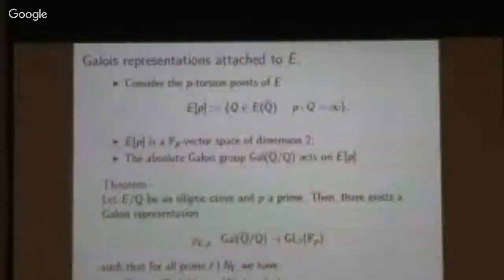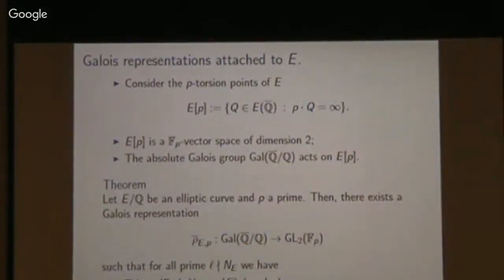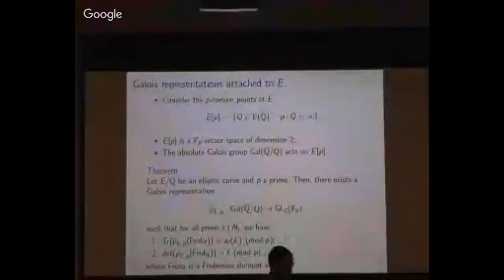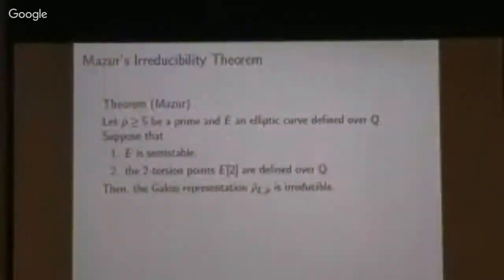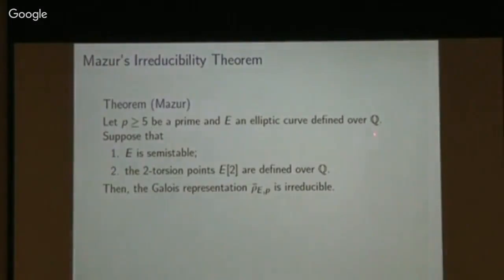Okay, so the first big theorem that goes into the proof of Fermat's Last Theorem is due to Barry Mazur, and it relates all the ideas that I've shown you into one theorem. We take a prime P to be at least 5. We take E to be an elliptic curve over the rationals. We suppose that E is semi-stable, so its conductor is square-free.